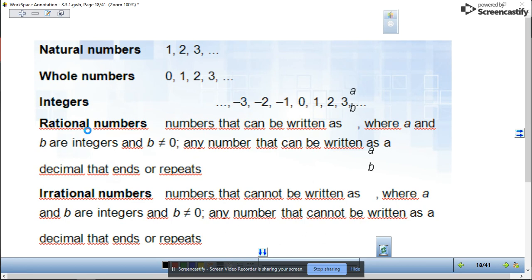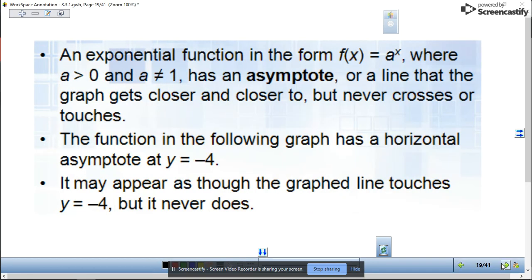Irrational numbers are decimals that don't end and are not repeating. So things like pi, 3.14, and so on. There are plenty of other examples, but decimals that don't end is basically what you're talking about when you talk about irrational numbers. We're going to be focusing mainly right now on everything but the irrationals, when we talk about graphing and domain and range.